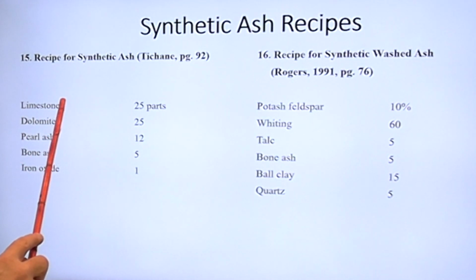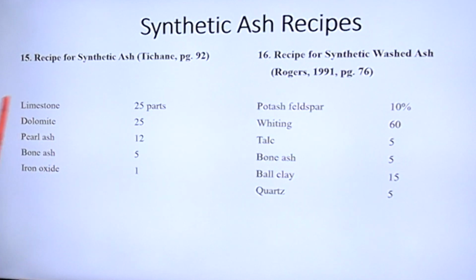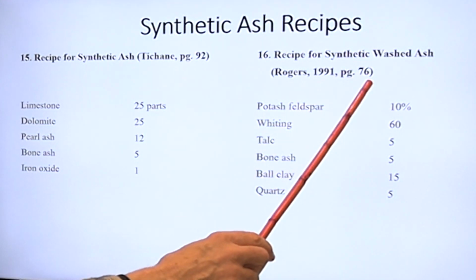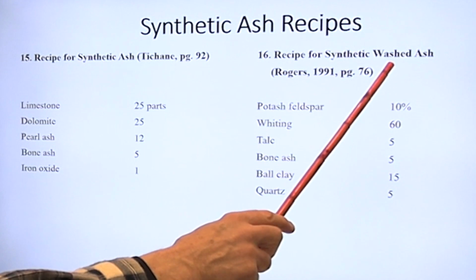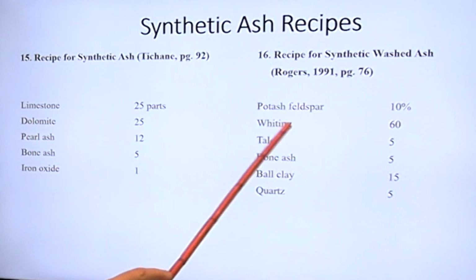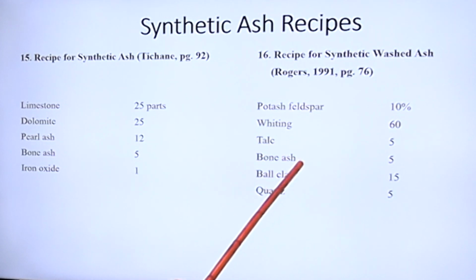So this is limestone, dolomite, pearl ash, by the way, is potassium carbonate. The same way soda ash is sodium carbonate, pearl ash is potassium carbonate. If you want to make some, take your mother's pearl necklace and burn it in the kiln, and you'll end up with a small amount of pearl ash, okay? And then bone ash and iron oxide. And this is from Tichane. Here's another recipe that was duplicating washed ash, because the washed ash would have less sodium and potassium than this would. So potash feldspar, whiting, talc, bone ash, ball clay.